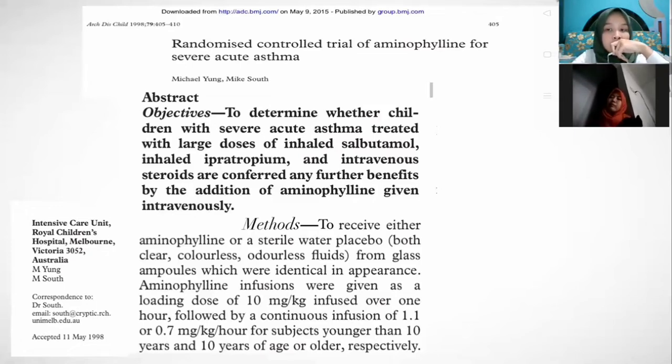Let's move on to secondly, methods. Children were randomized to receive either aminophylline or a sterile water placebo, a colorless, odorless fluid from glass ampoules which were identical in appearance. Aminophylline infusion was given as a loading dose of 10 milligrams per kilogram infused over 1 hour, followed by a continuous infusion of 1.1 or 0.7 milligrams per kilogram per hour for subjects younger than 10 years and 10 years of age or older, respectively.